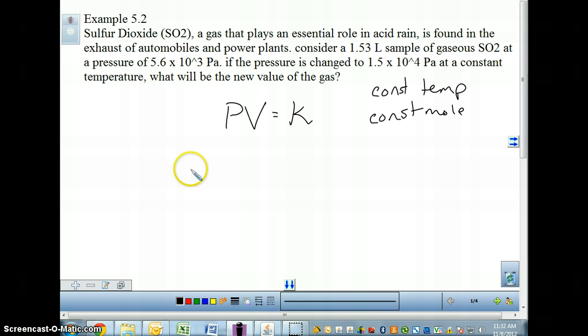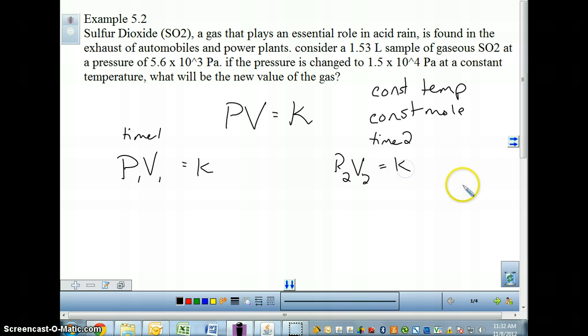Now, Boyle's law tells us that pressure times volume initially, so at time 1, is equal to K. He also says that at time 2, pressure times volume 2 is going to equal that same K. If this equals K and that equals K, then a simple algebraic substitution will tell us that P1 V1 equals P2 V2.